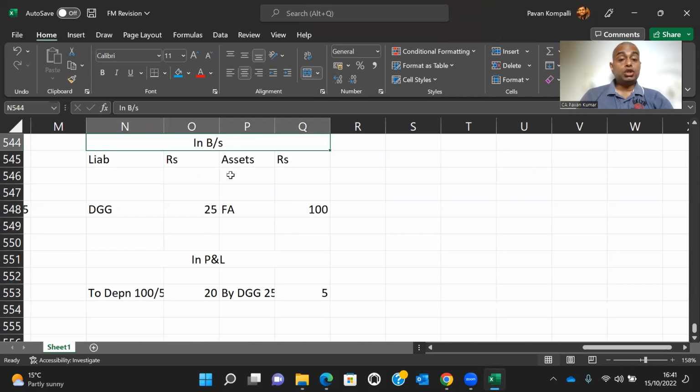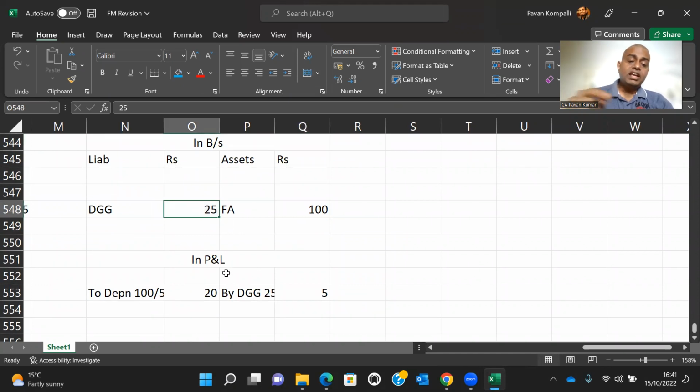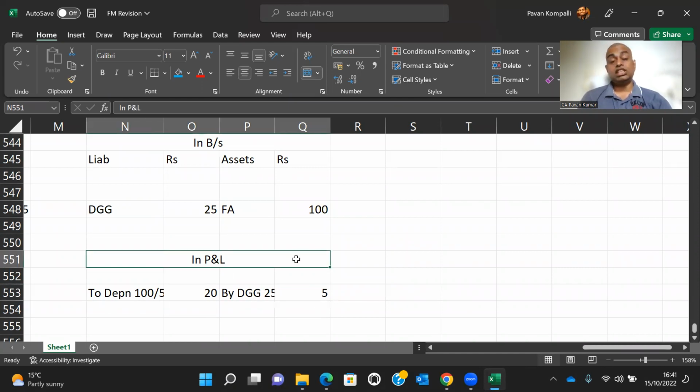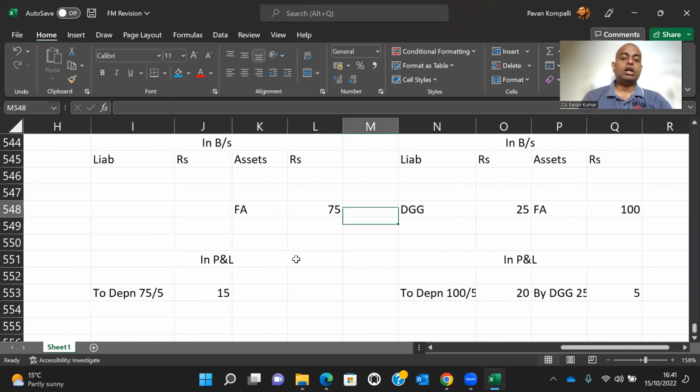So here what you show is, you show the asset at gross 100, you show DGG 25. Every year depreciation 20 you charge on the debit, and every year DGG 5 on the credit. You understand? This is called the gross approach or income approach. This is called the net approach or balance sheet approach.